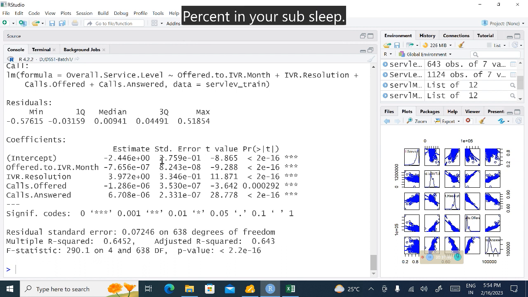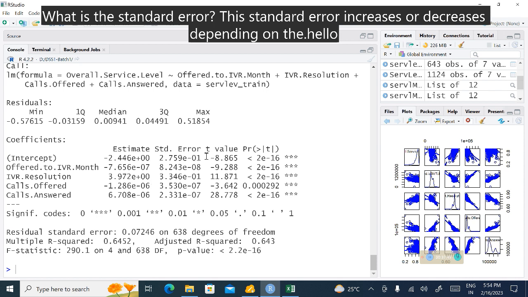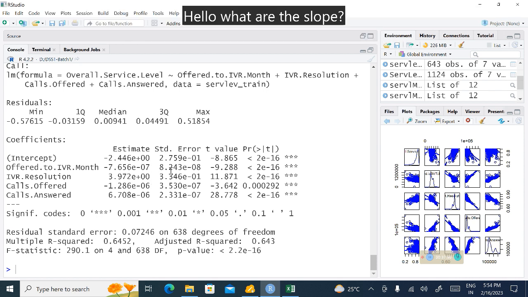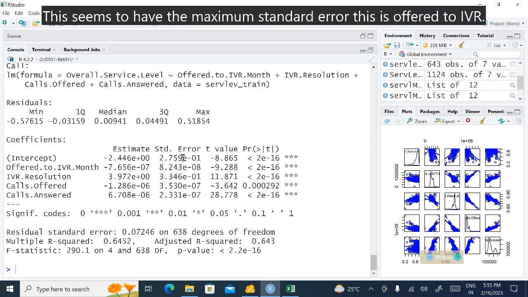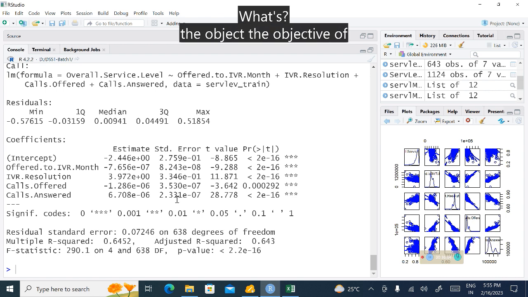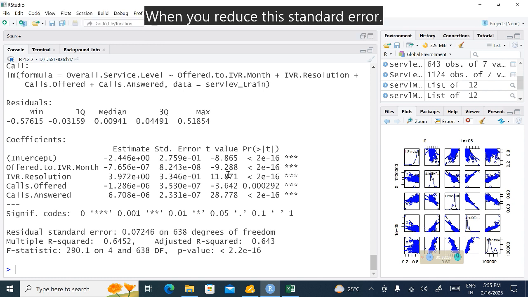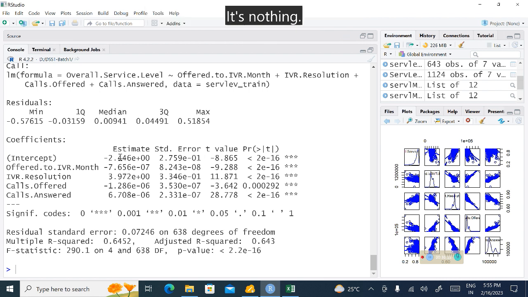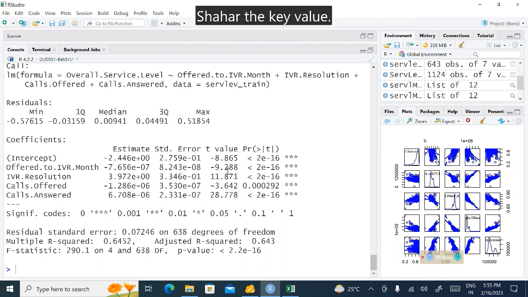What is the standard error? This standard error increases or decreases depending on your coefficient or the slope. If you see over here, this seems to have the maximum standard error. This is offered to IBR also. The objective of any model is to reduce the standard error. When you reduce this standard error, your t-value increases. This t-value is nothing but this is coefficient divided by standard error. So higher the t-value, more significant is your variable.